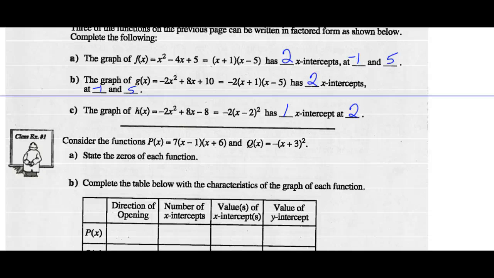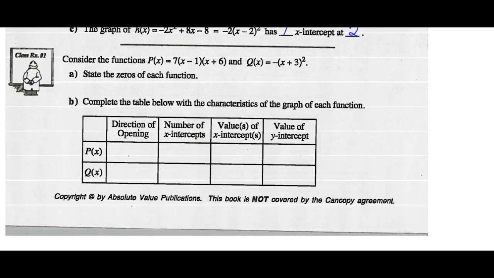So example 1, consider the following polynomial function p at x equals 7 times x minus 1 times x plus 6, and the function q at x is negative of x plus 3 all squared.